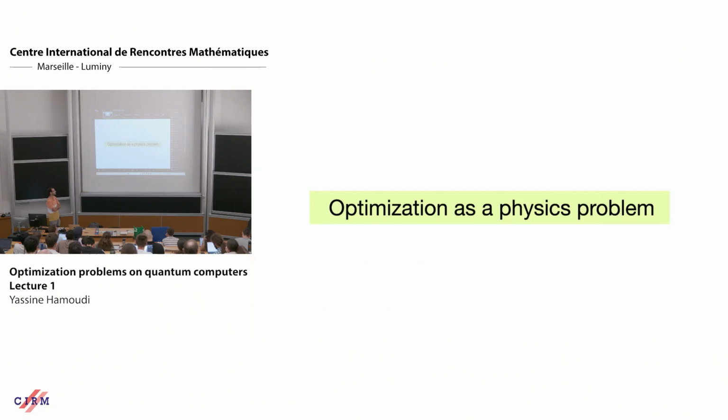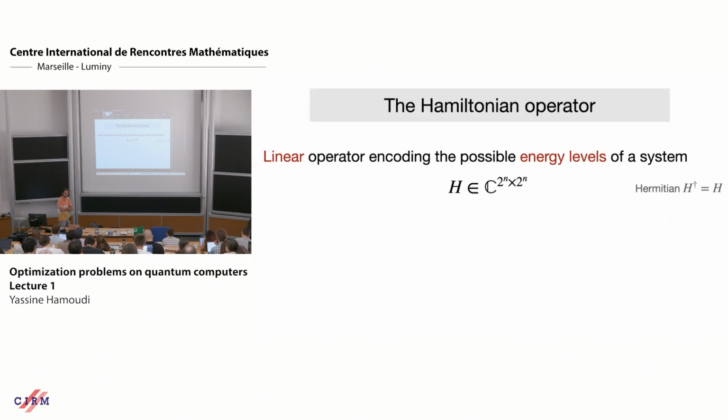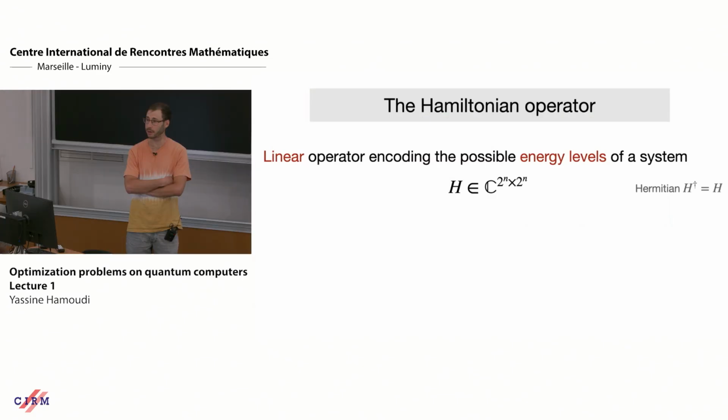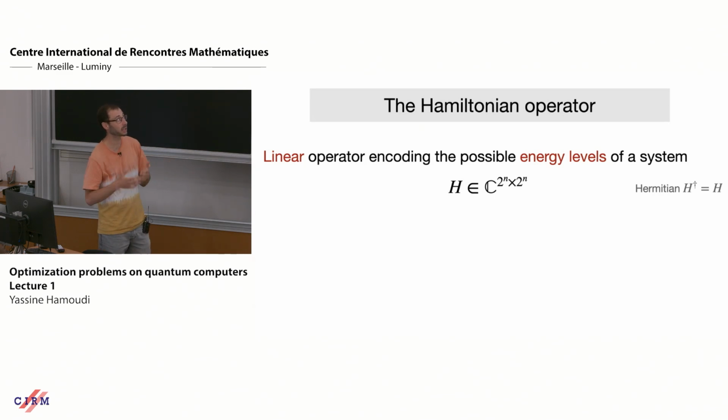Okay, so let's start with today's topic, which is how to solve optimization using ideas inspired by physics. Our starting point is the Hamiltonian operator, which is a very important object in quantum mechanics. This is quite a simple object. It's a linear operator. You could imagine that this is a matrix with complex entries of dimension 2^n by 2^n. And it has to be Hermitian, so its complex conjugate transpose is equal to H. And what does it represent? It represents all the possible energy levels that a system can take.